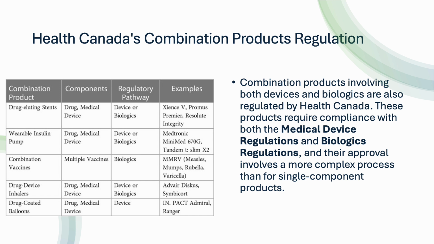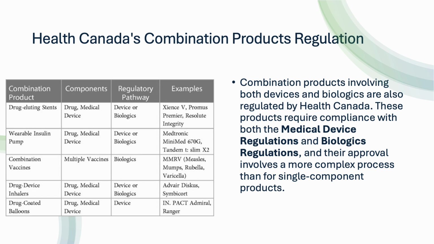Now, we can also have another type of combination products, such as wearable insulin pump. What are the components? A drug and a medical device. What is the regulatory pathway? Device or biologics, and you have the examples such as Medtronic MiniMed 670G, etc.